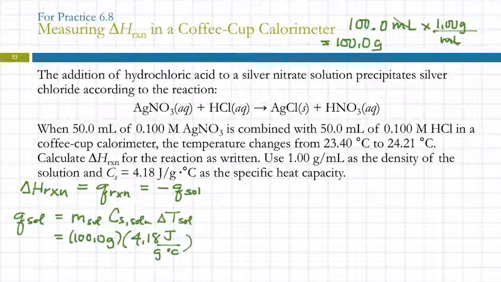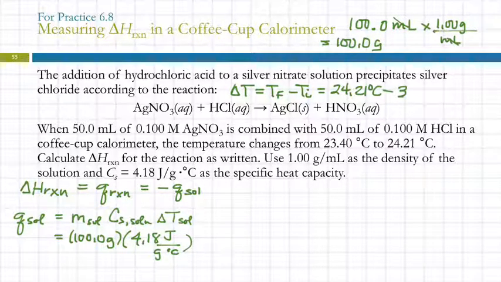There's just really not a lot of room here. Delta T, it's always the final minus the initial. So the final temperature is 24.21, and the initial was 23. That's not a 2.